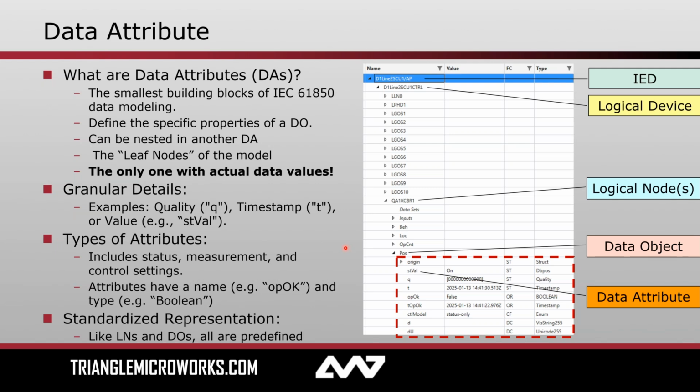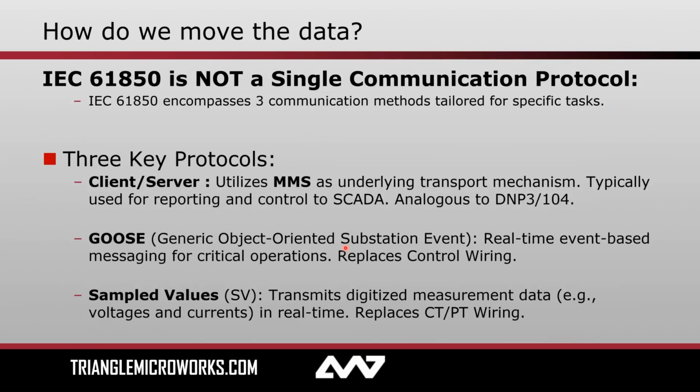So now that we've covered the hierarchical semantic data model, you might be wondering, how do we actually transmit the data back and forth between our devices? One of the key takeaways that I hope you guys leave today with is that 61850 is not just a communication protocol. In fact, it's actually 3 communication protocols and everything else that we're discussing. So what are those 3 communication protocols and how are they used? That's what we'll be covering here in our next portion of the presentation.